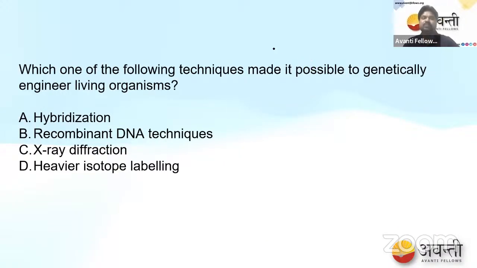Next question, which one of the following techniques made it possible to genetically engineer living organisms? This is also a very easy question. First is hybridization, next is recombinant DNA technique, next is X-ray diffraction, next is heavier isotope labeling. ठीक है, चलो मैं फिर से पोल को लॉन्च करता हूँ. प्लीज आंसर द क्वेश्चन.